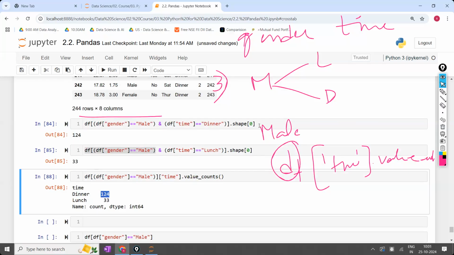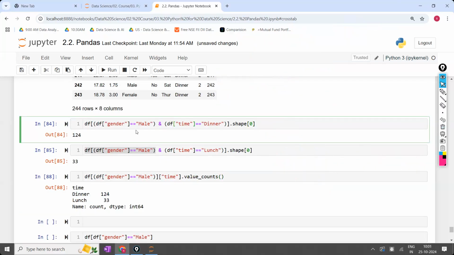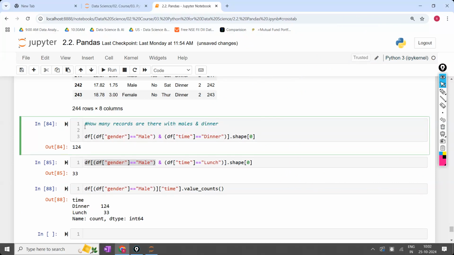Instead of writing like this separately, simply you have written like this. Sir, why have you written this one separately like this? If I ask the question, what is the question? How many records are there with males and dinner? If this is the question, you cannot tell the value counts. Then this is the correct answer. Whatever you have told is the correct answer. For that question, that is the answer.